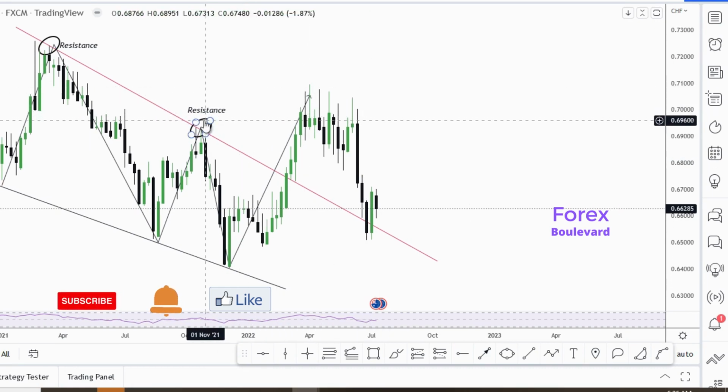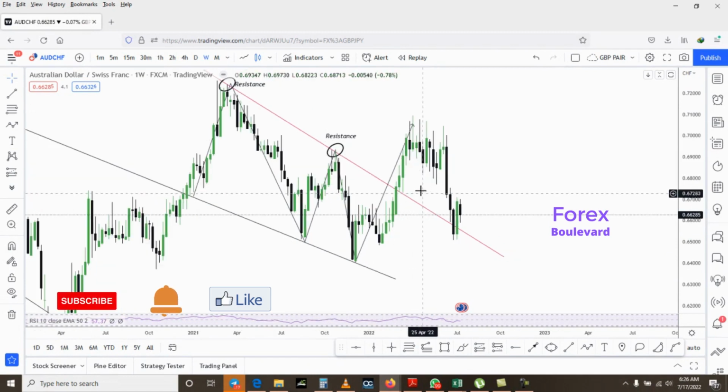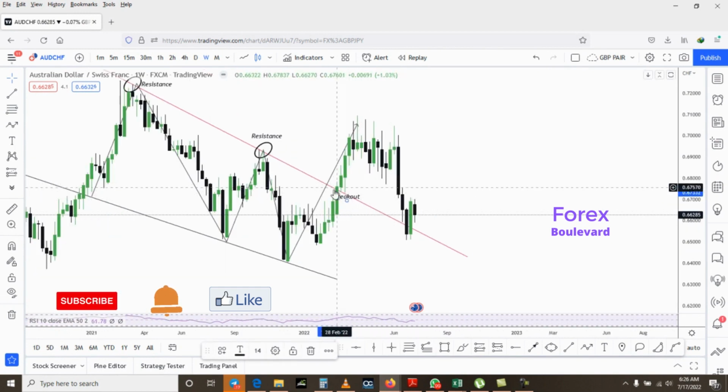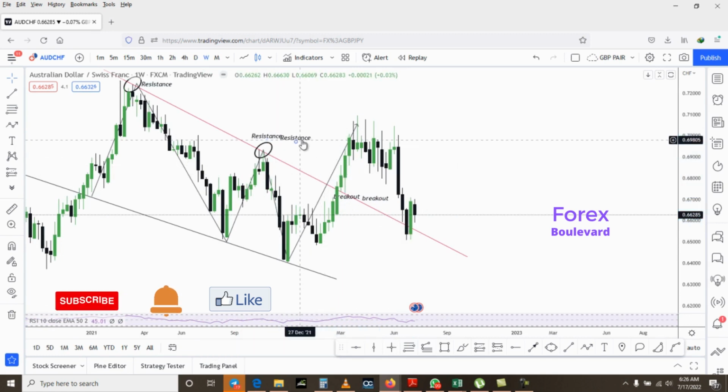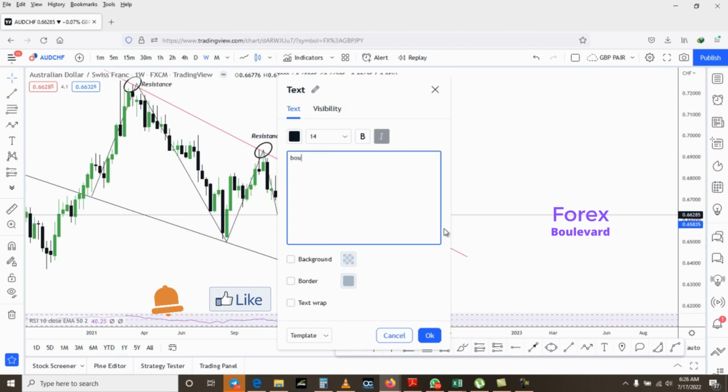Okay, so we have resistance here. Then price came here, had a bounce, resisted here, bounced, and then broke here, breakout here. Price broke out at this point here, and then it came here, and then we have a bounce. We have a bounce here. Bounce. Okay, so I'm going to call that place support.